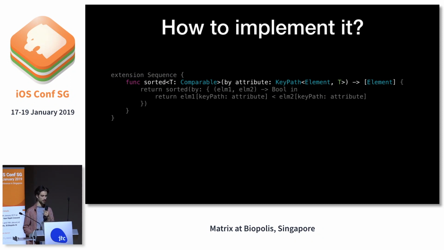We take as an argument an attribute for this property of type T on the element, and we return a sorted array of elements. And inside, what do we do? We just call the sorted by function that is inside the standard library, and we just use the KeyPath to retrieve the value of the property on both the elements that the closure takes as argument, and we compare them using the less than operator, and that's basically it. With this code, we're now able to write people.sorted by age, for instance.